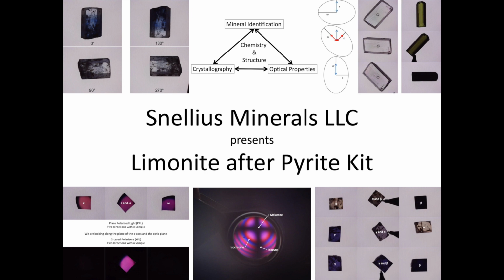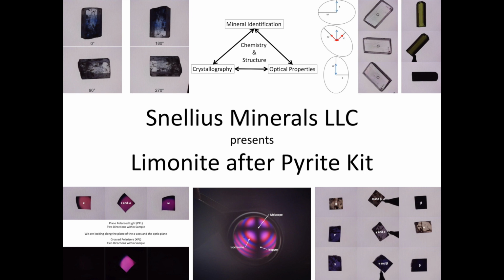In the case of limonite after pyrite, pyrite was our original mineral. Our original pyrite has been replaced by limonite, and our limonite has retained the form of that original pyrite, even though limonite belongs to a completely different crystal system than pyrite, and so would actually crystallize in a completely different form if left to its own devices.